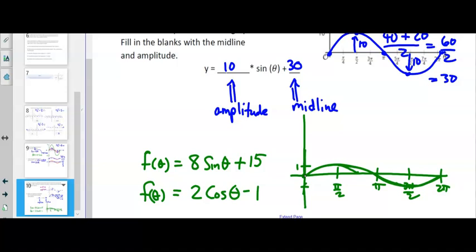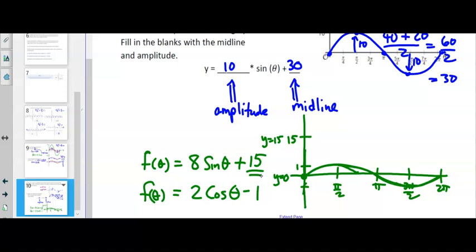So what the 15 is going to do is take the number right here at 0 and move it up to 15. So the midline, which starts off at 0, is now going to be at 15. So that's what this does. It slides the graph up 15.